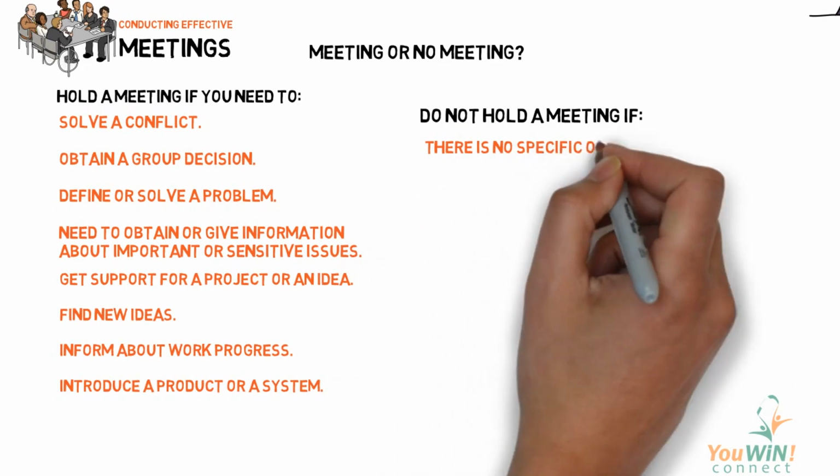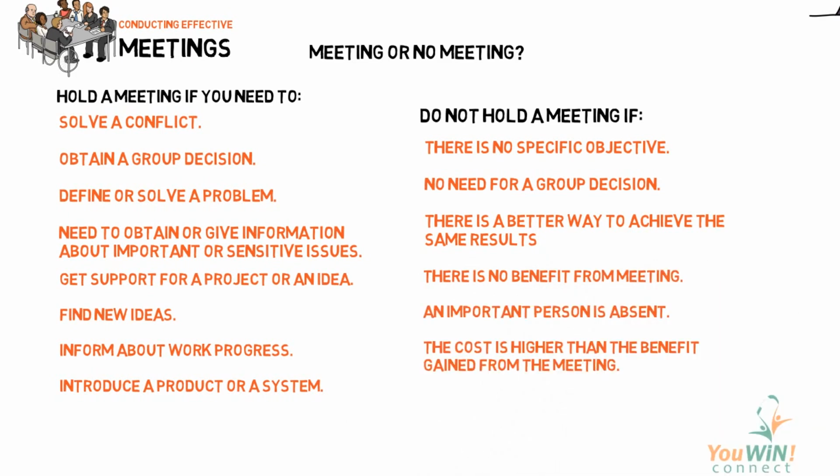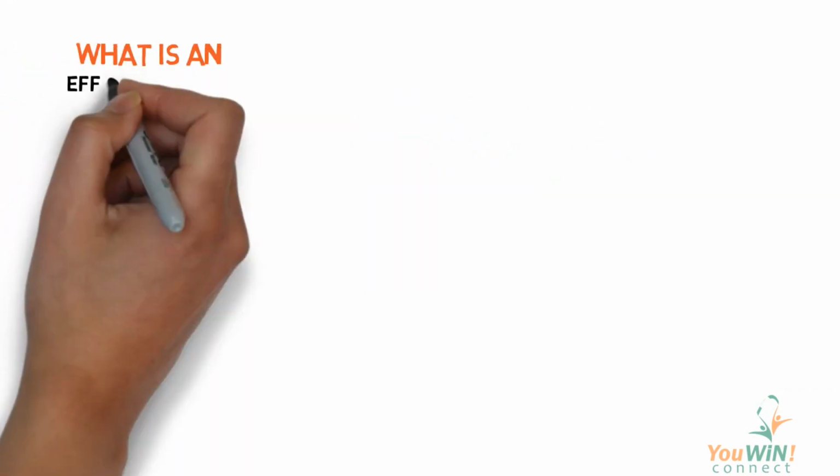Don't call for a meeting if there is no specific objective, if there's no need for a group decision. If there's a better way to achieve the same results, then there's no need to call a meeting. If there's no benefit from having the meeting, please don't call a meeting. If an important person is going to be absent from the meeting, then there won't be any need to hold that meeting. If the cost of holding the meeting is higher than the benefit you'll gain from the meeting, then please don't call the meeting.